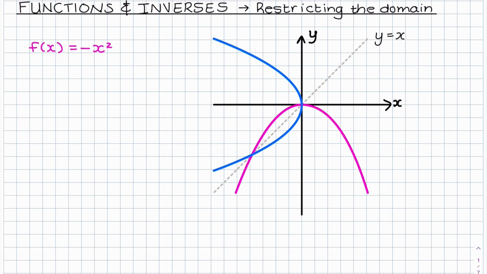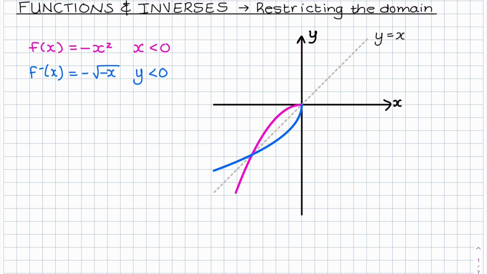And for the final scenario, I'm going to restrict my domain to be only negative x values. So I'm going to go and get rid of all the positive x values on my original function. And then my final function, the inverse function, will be the negative square root of negative x because I'm going to have only negative y values. And so I can eliminate on my inverse graph all the positive y values, and that is what my inverse function will look like for this graph.